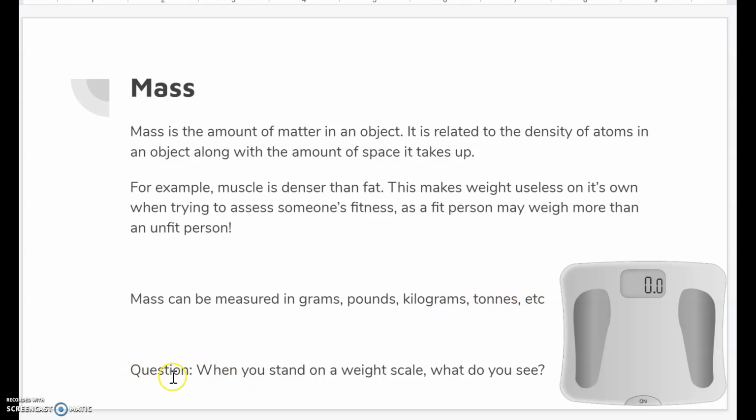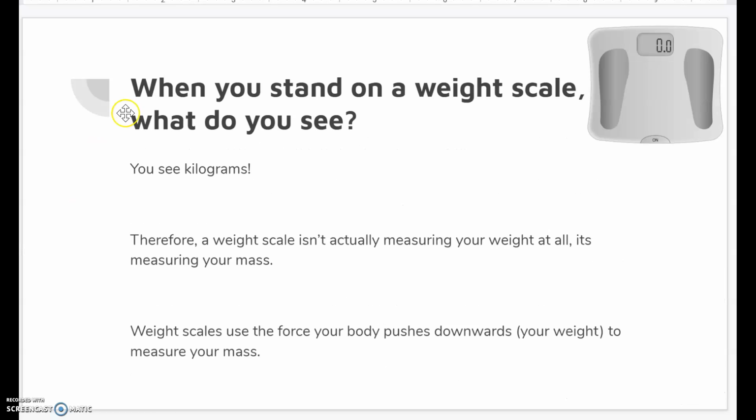So here's a little question to think about. When you stand on a weight scale, what do you see? What is the number that you see here? Give you a couple seconds. You can always pause this, and I'm going to move on now.